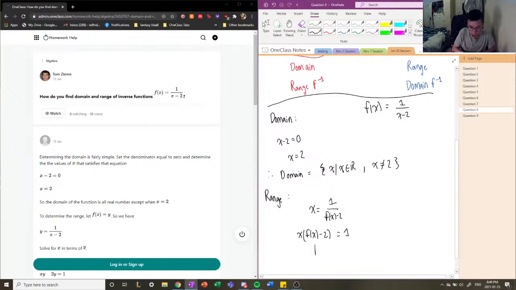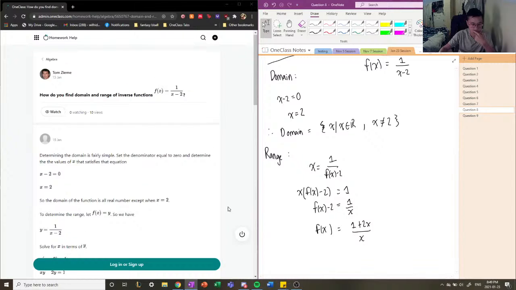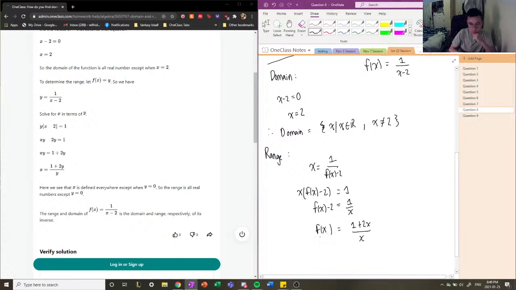Then I get rid of x by dividing both sides by x. Okay. And then I get rid of this 2 by adding 2 to both sides, and we get 1 plus 2x divided by x. Okay. So now I write this notation here: f inverse of x is equal to 1 plus 2x divided by x.